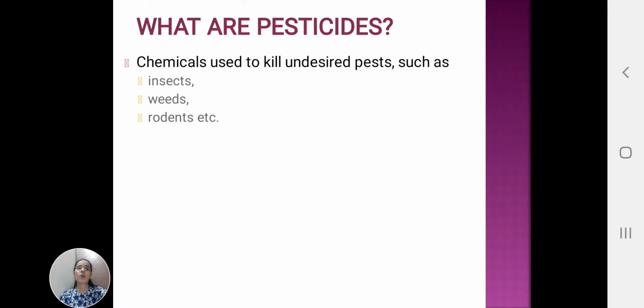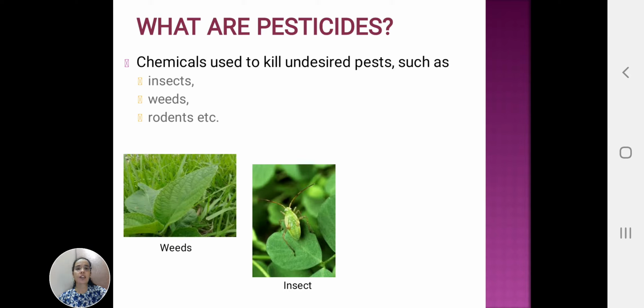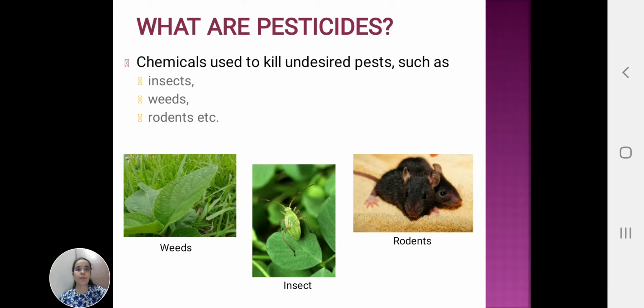Now we'll be discussing what are pesticides. Generally, pesticides are defined as toxic, poisonous chemicals which are used either to kill, to deter, or to control pests. Pests are those undesirable insects which infest our crops, stored grains, etc. These can be insects, weeds, rodents, fungi. Other pests include mites, eggs and larvae of insects, mollusks, etc. All are included in the group pests.